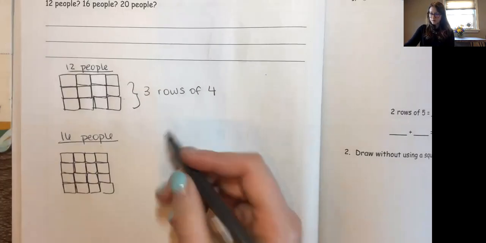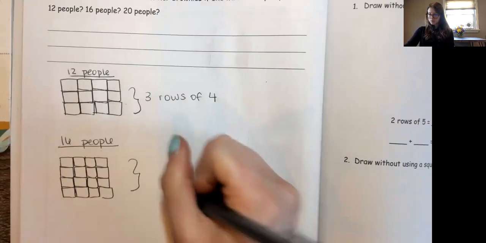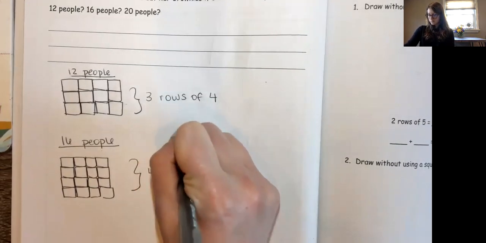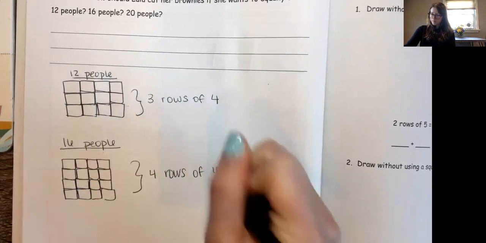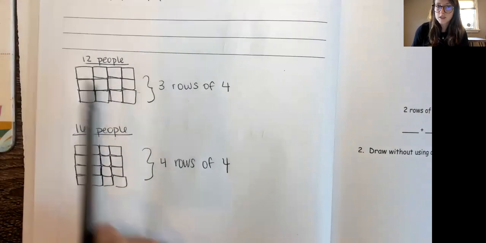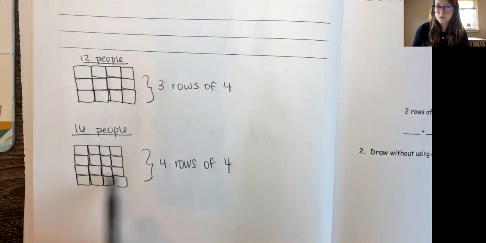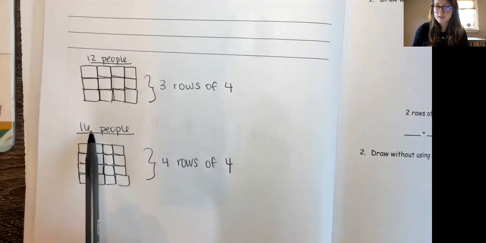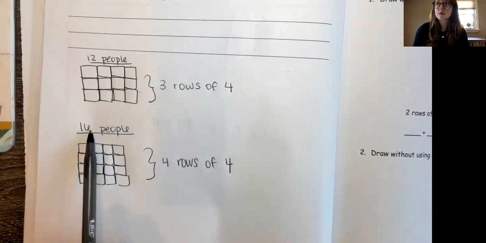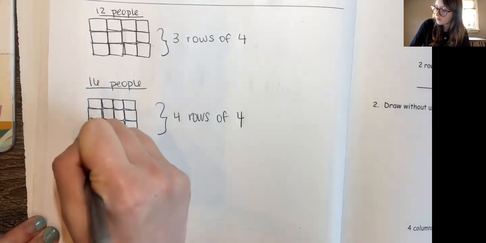So in order to serve 16 people, sorry guys, it's so blurry. So in order to serve 16 people, she would need to have 1, 2, 3, 4 rows. 4 rows of 4. Okay, so this one had 3 rows of 4, right? That gave me 12. To serve 16 people, I would have 4 rows of 4. So 12 plus 4 more gave me 16. So I know 16 plus 4 more would give me 20. So in order to serve 20 people, I'm going to have to add 1 more row.